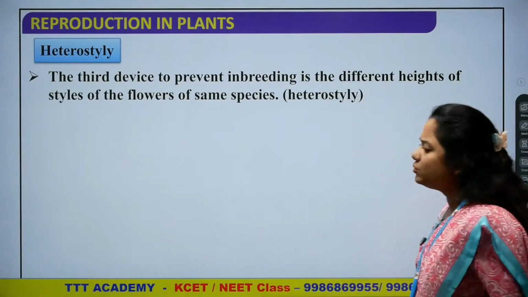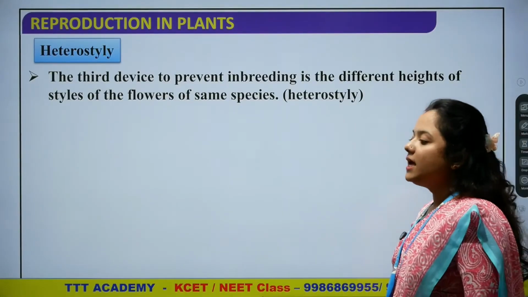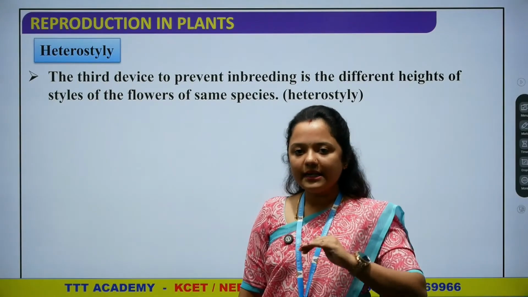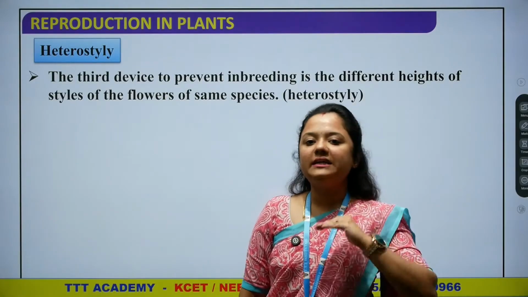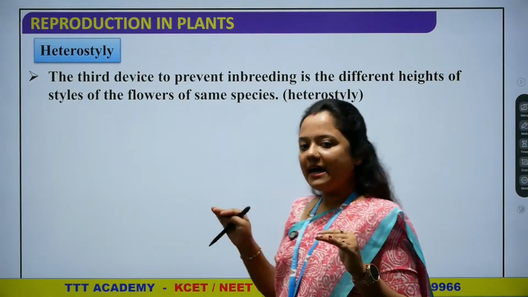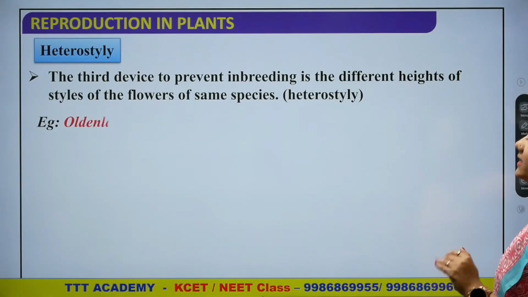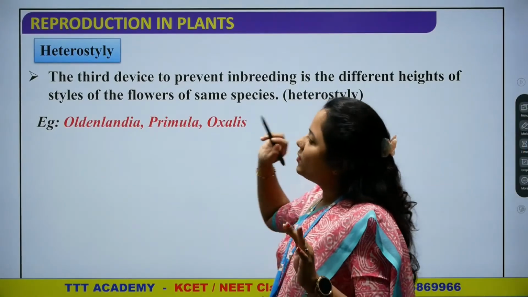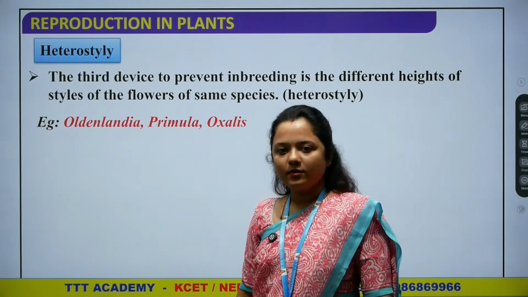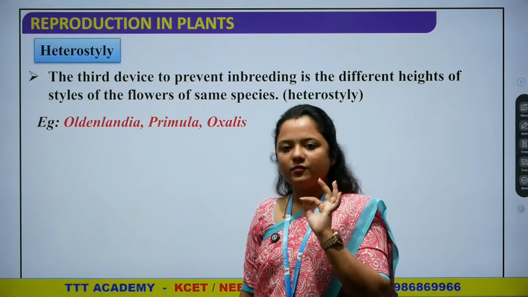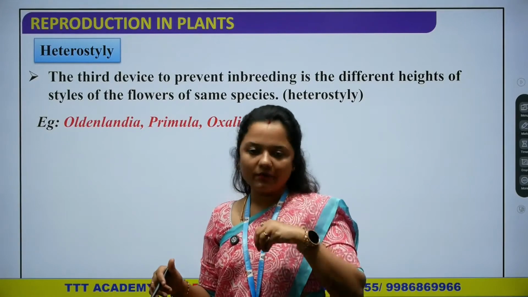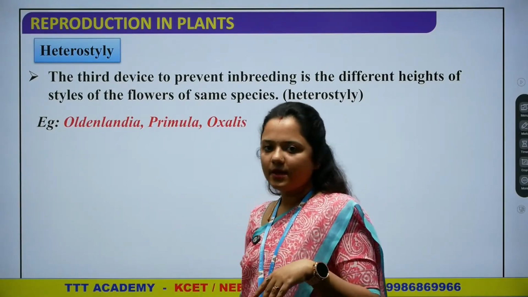So in heterostyly what happens? Hetero means different, styly means styles. So we can analyze that the styles are at different lengths. Each style has its own length, they are not equal in height, they are differing. Here it is only with respect to the style, not the complete female gametophyte, only the style. Of course the stigma is also differing in height.